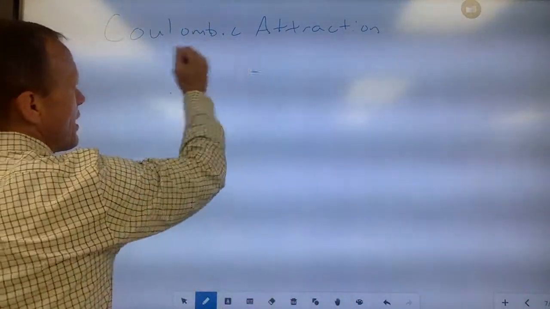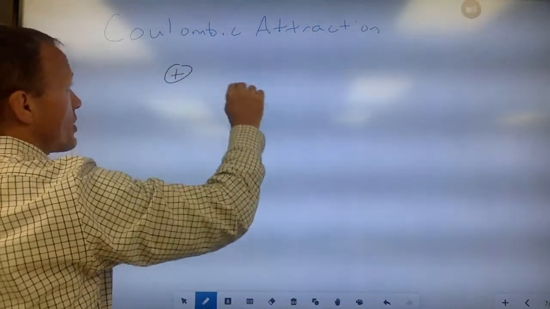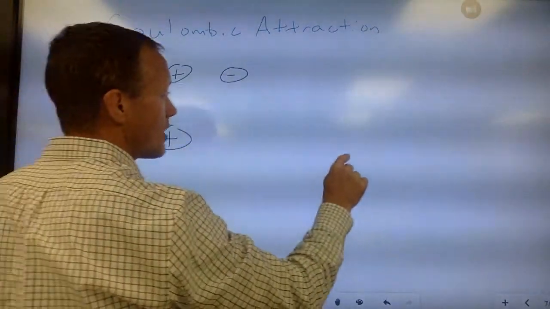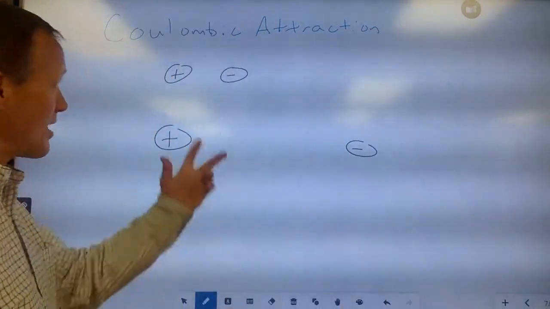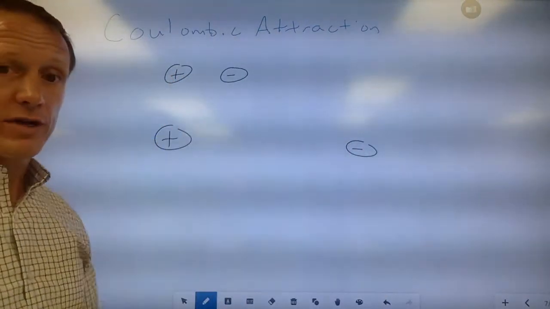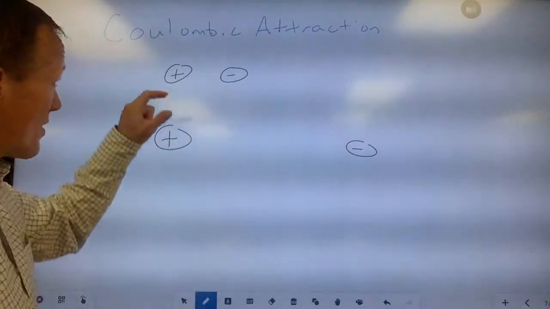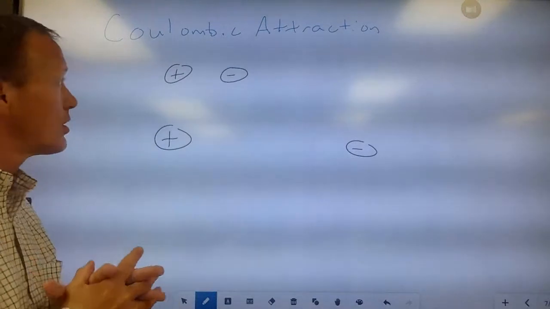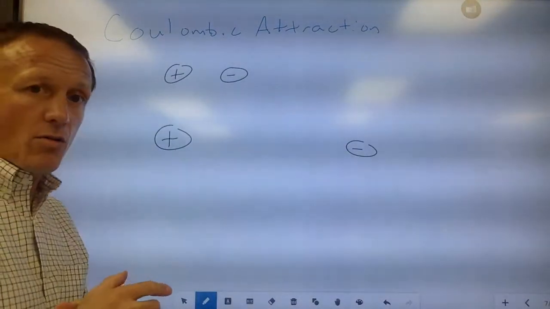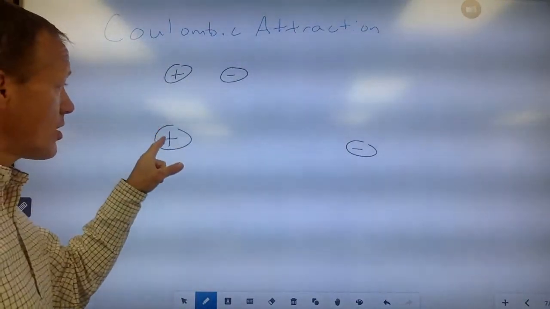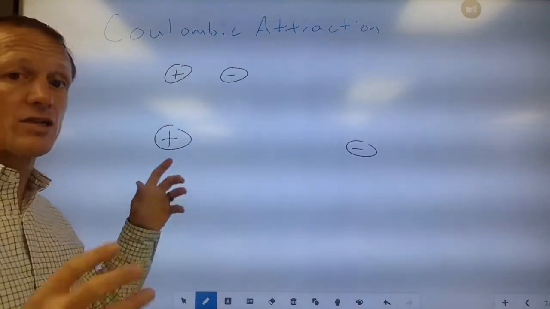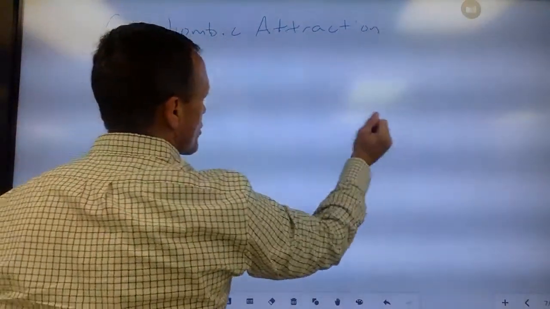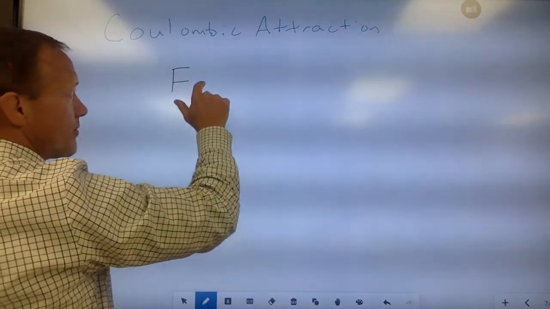So if we had this positive proton and this negative electron versus this positive proton and this negative electron, there's going to be a lot more attraction between these two than these two. So think of the protons in the nucleus as like magnets for electrons out there. They have some attraction for those. More protons, more attraction. Closer distance, more attraction.